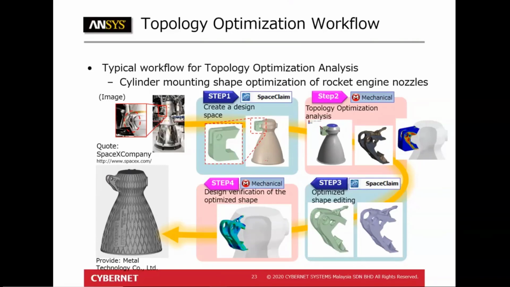Then finally, we will verify the optimized design with a structural analysis again by using the solid data prepared in the previous step. So here, the final step, we can check if the new and improved design actually satisfies our design criteria or not, and then changes can be made manually if needed.